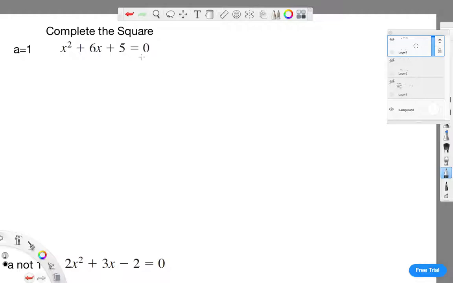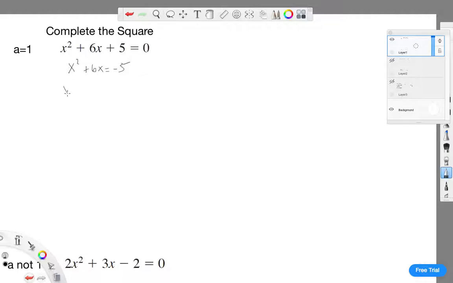Okay, and so let's take this term and put it on the other side by subtracting 5. We're going to get x squared plus 6x equals negative 5. And now we're going to find the last term in order to make the left side a complete square. Remember, whatever we do to the left side, we have to do to the right side.